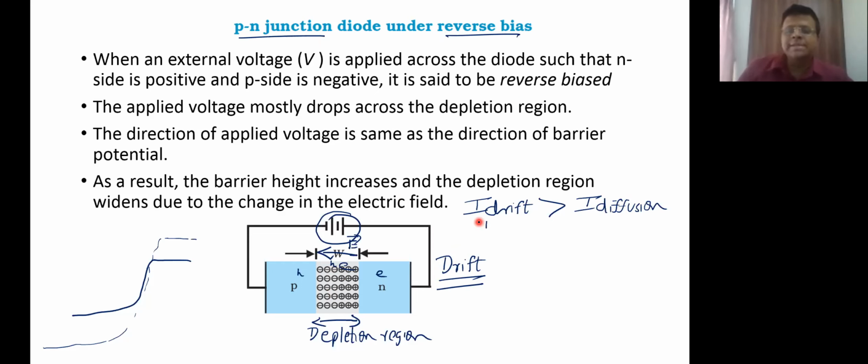And this means that there is a net current. But however, this net current is not going to be in the range of milliampere, but it's going to be in the range of microampere. Because drift current is due to the minority carriers which are thermally generated, which are not going to be too much in number. And therefore, this current is effectively going to be in the range of microampere.